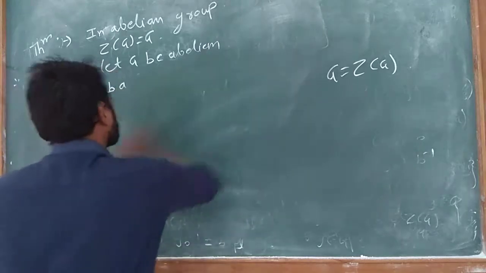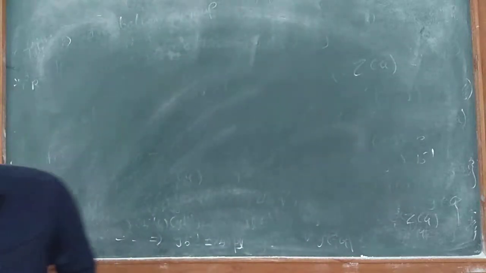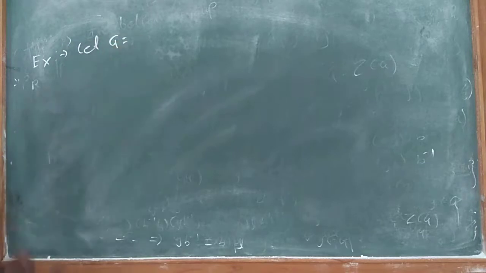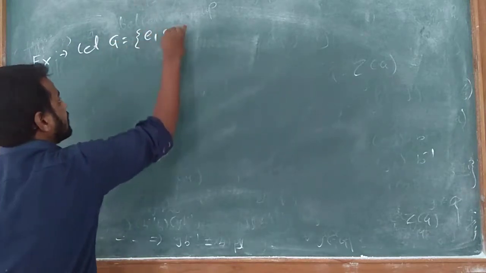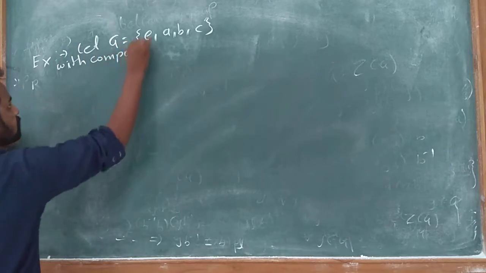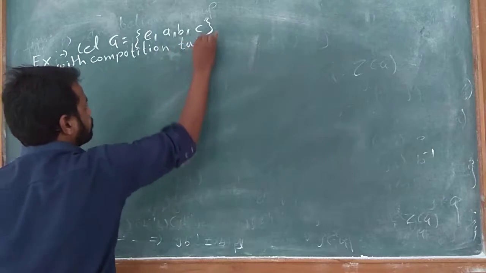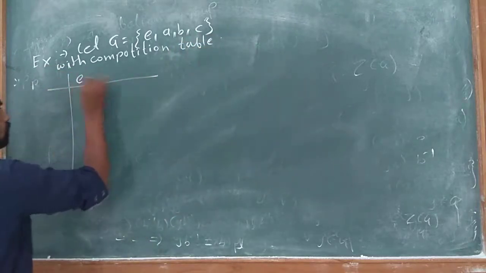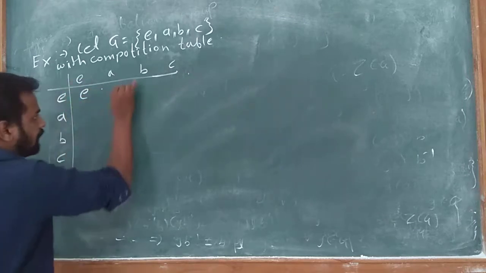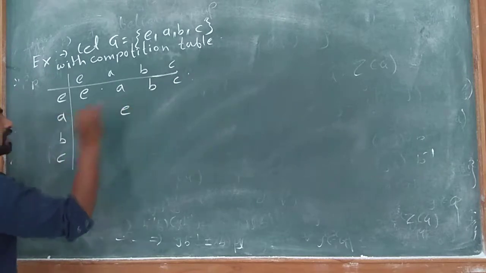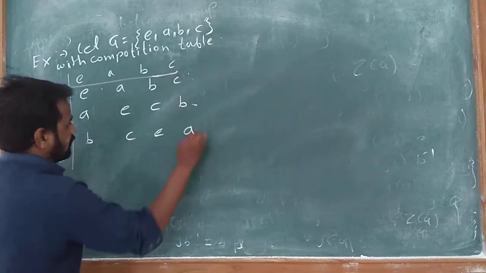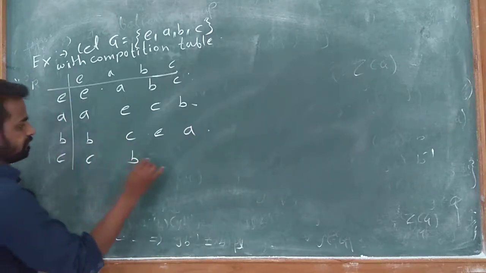Now, next example. Like G is equal to the set containing E, A, B, C with composition table. E into E, E, A, B, C; A, E, C, B; B, C, E, A; C, B, A.